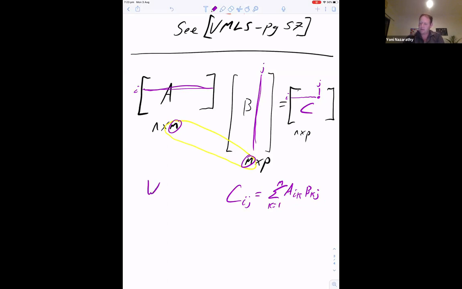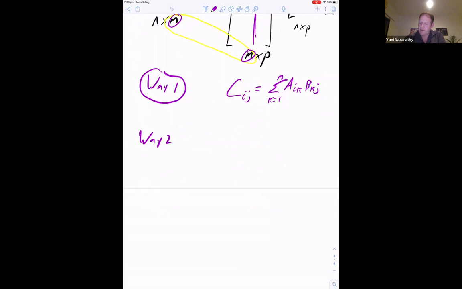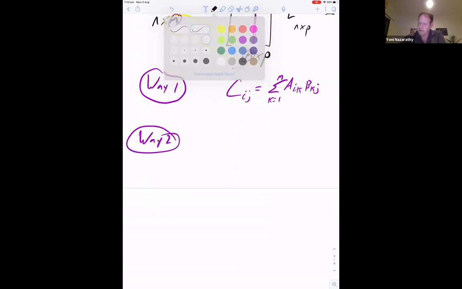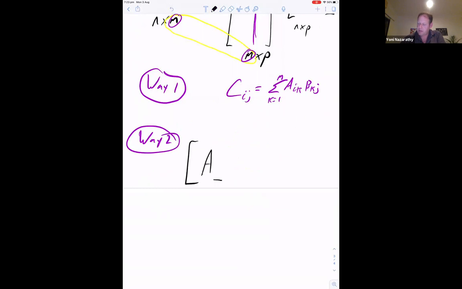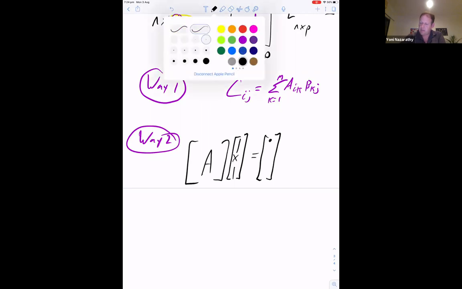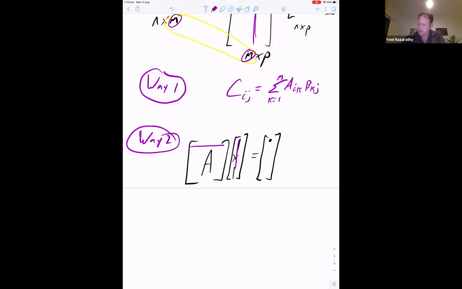So that's kind of, let's call this way one. That's way one of looking at matrix multiplication. Okay, but there's also way two. For way two, first of all, think about a matrix times a vector. Okay, right, matrix times a vector. So when we do a matrix times a vector, each entry here is going to be the inner product of this row and the vector, okay? And then this entry here is this row and the vector again, et cetera, up to the last row, which is the inner product of this row and the vector again. Okay, so that's a matrix times a vector.